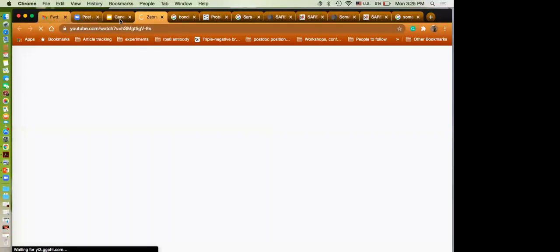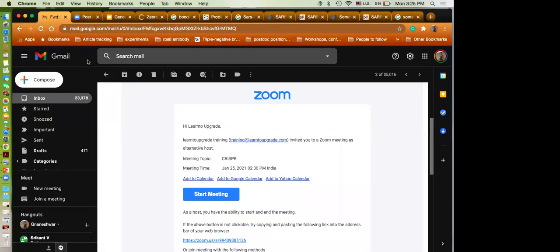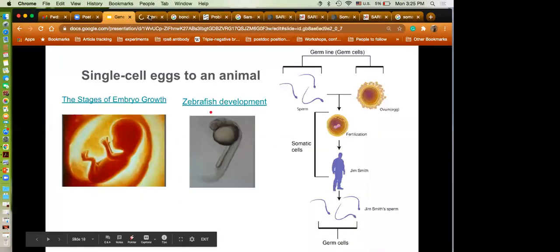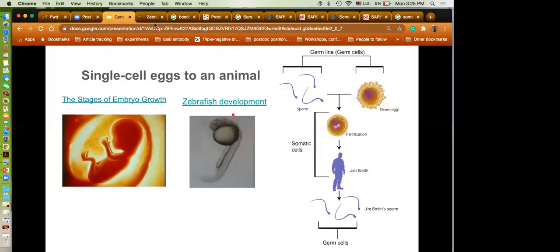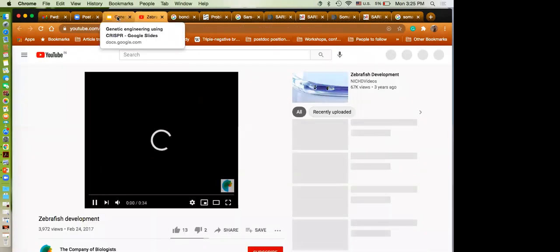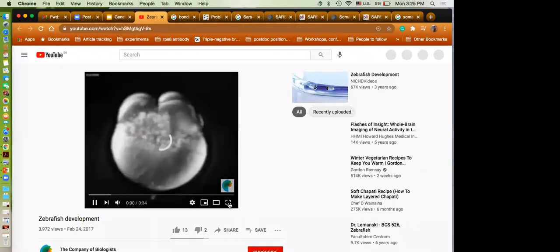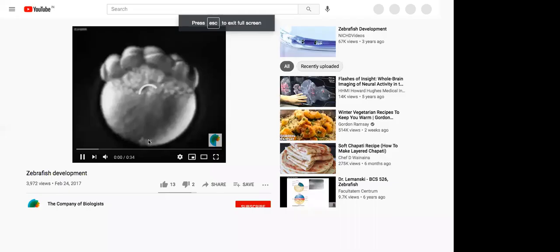Just give me a minute. It's taking a while to load, but it would have been interesting if this video had loaded, where the zebrafish development is so quick. Okay, good. It opened.